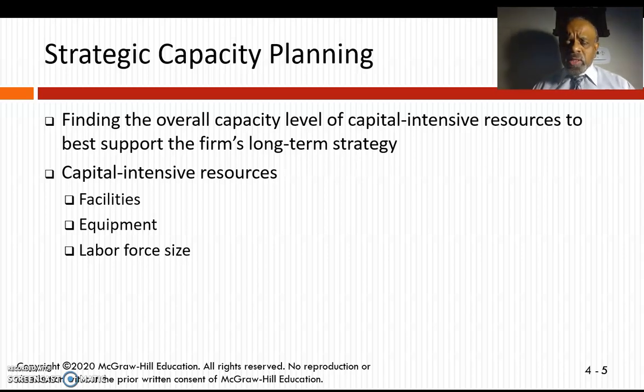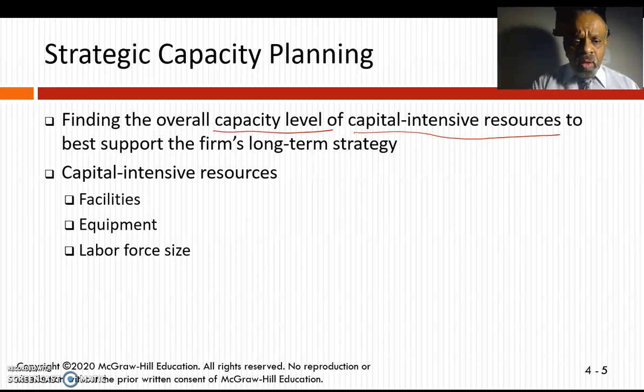The strategic capacity planning is to find the overall capacity level of capital intensive resources to support the firm's long-term strategy. So what are these capital intensive resources? Facilities is one, labor is another, equipment is another. The number of people you have to make sure that you can meet the demand, that is labor in capacity planning.